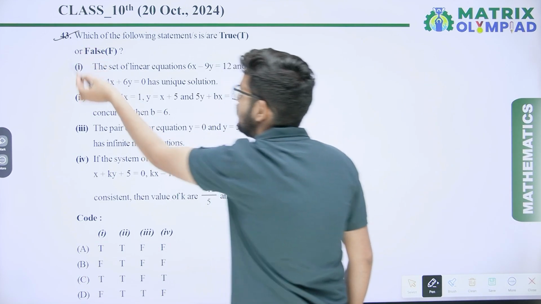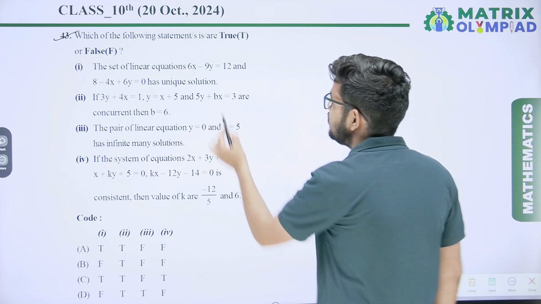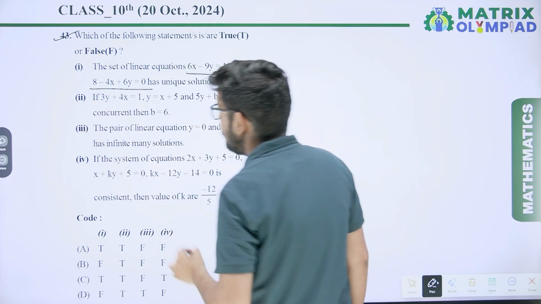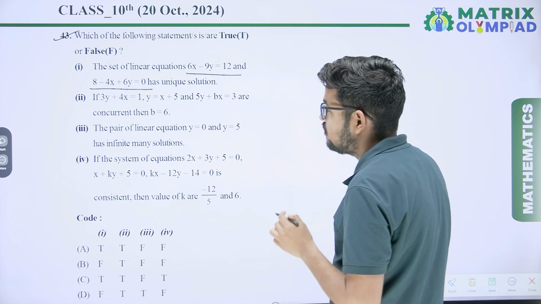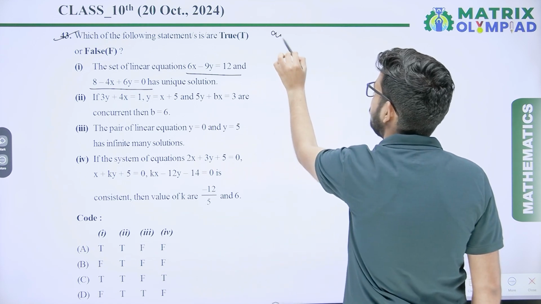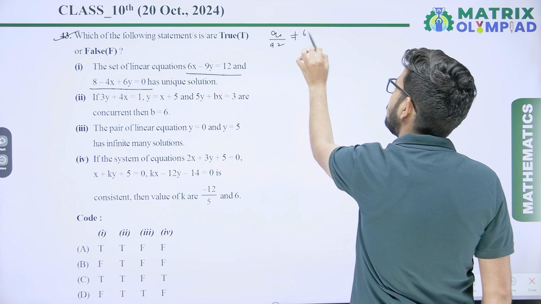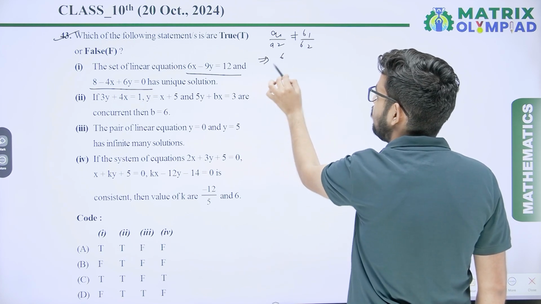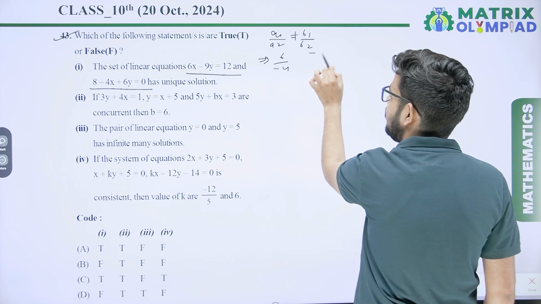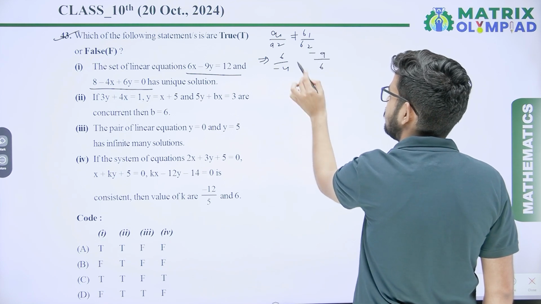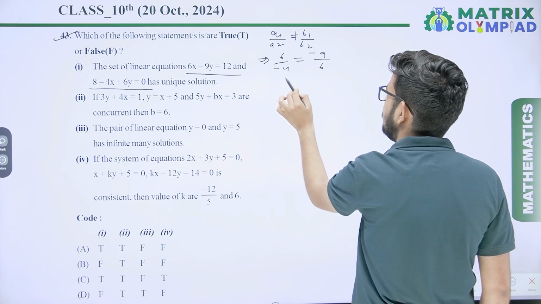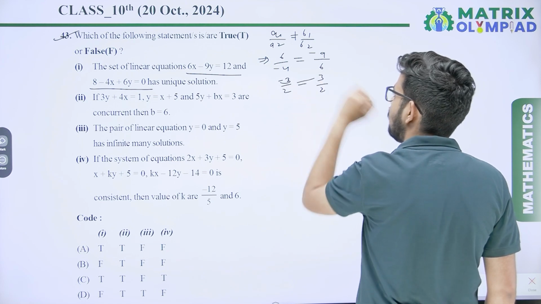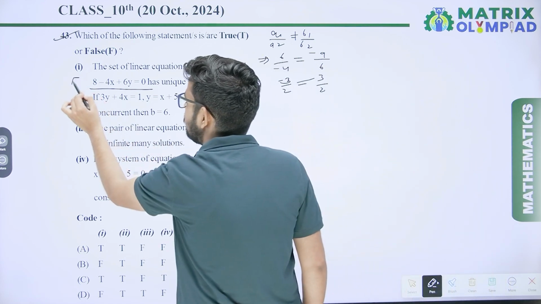Question number 43. First, the set of linear equations 6x minus 9y equal 12 and 8 minus 4x plus 6y equal 0 has a unique solution. It has a unique solution if a1 upon a2 is not equal to b1 upon b2. By comparing the ratios, it is 6 upon minus 4 and minus 9 upon 6. So they are equal, that is minus 3 upon 2 and minus 3 upon 2. So it has no unique solution. So the first one is false.